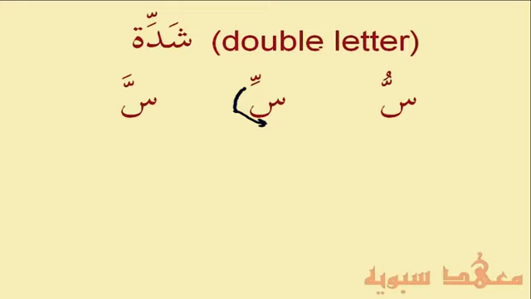Now let's dissect the shadda on top of these letters. So we said that the shadda represents a doubling of the letter. So here, there's two seens, because the shadda is there. So there's one seen, followed by another seen. Now the first seen will always have a sukoon, and then the second seen will have the actual harakah.